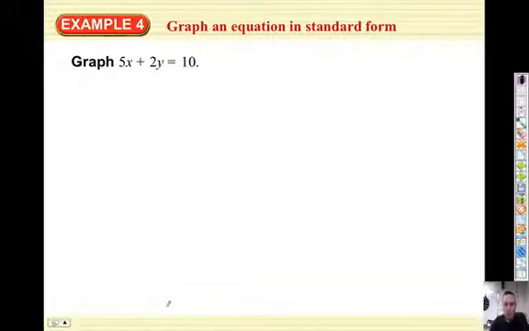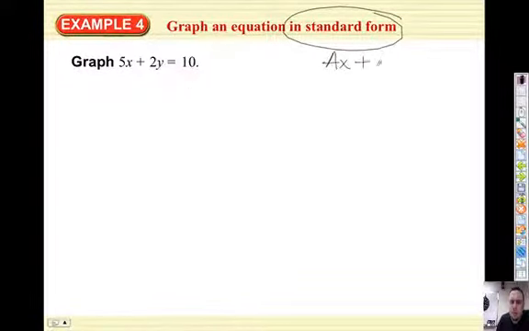Got left example 4 and example 5. So example 4, what if your equation is in what we call standard form, which is ax plus by equals c. A and b are the coefficients of x and y, and c is the constant, just a number, right? 10 is the constant. These two are called coefficients.